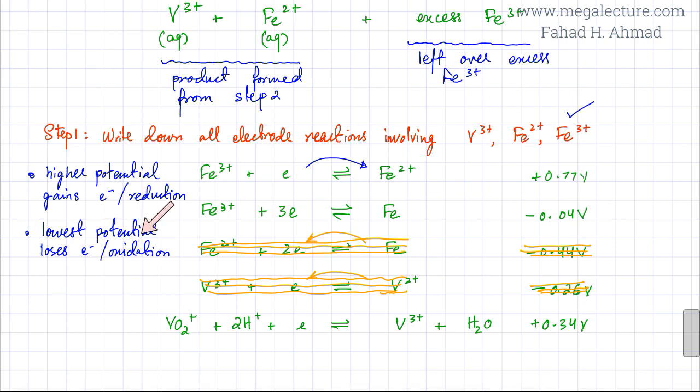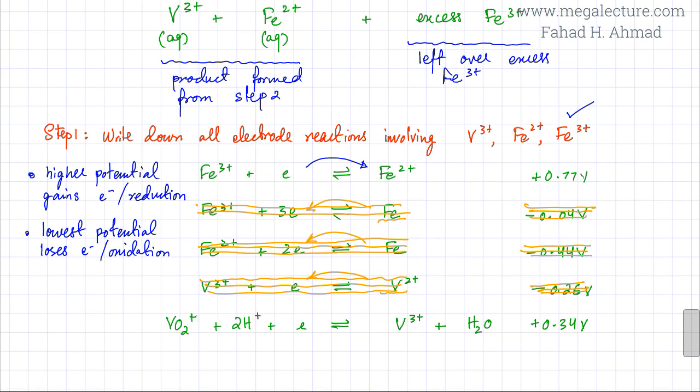Again, going back, figuring out which one loses electrons. The lowest potential now, out of the three leftover reactions, is going to be minus 0.04. This is the lowest reaction. So it's going to be Fe that would be losing electrons. And again, we have a similar problem. There is no Fe present, so let's cut that equation out as well. It doesn't match our reactants.